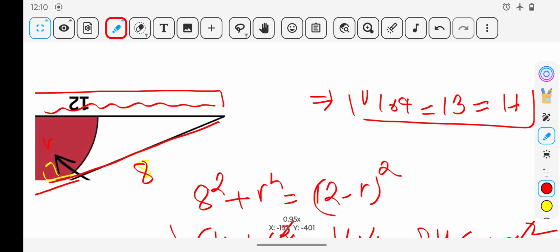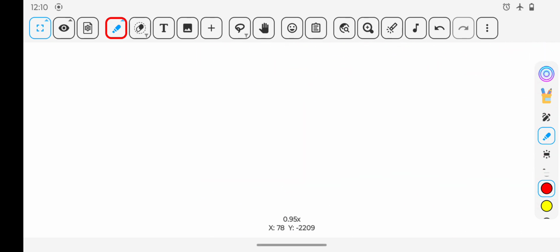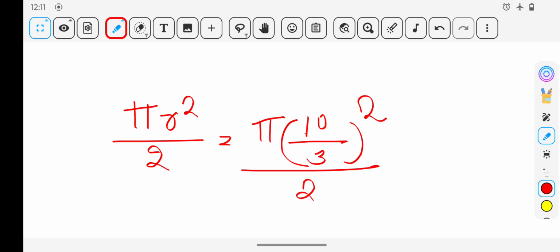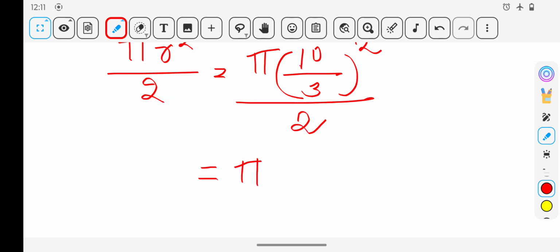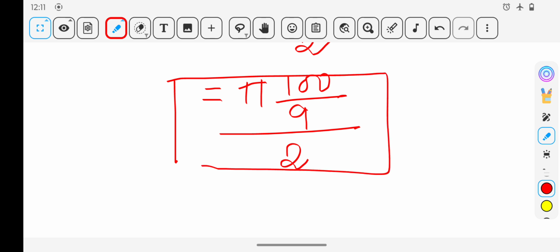So now we've calculated the radius, that is R. Here, this is 3.3. So we need to calculate the area of the half circle. The area of the total circle will be pi r square, so the area of the half circle will be pi r square by 2. That is pi, r is 10 by 3, whole square divided by 2. So that is equal to pi multiplied by 100 by 9 divided by 2. So this will be the final answer. Or you can simplify it further, you'll get the final answer.